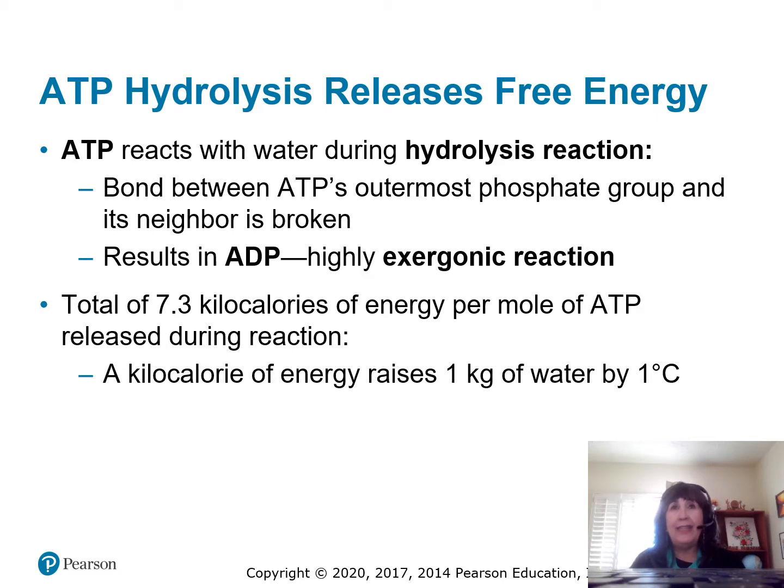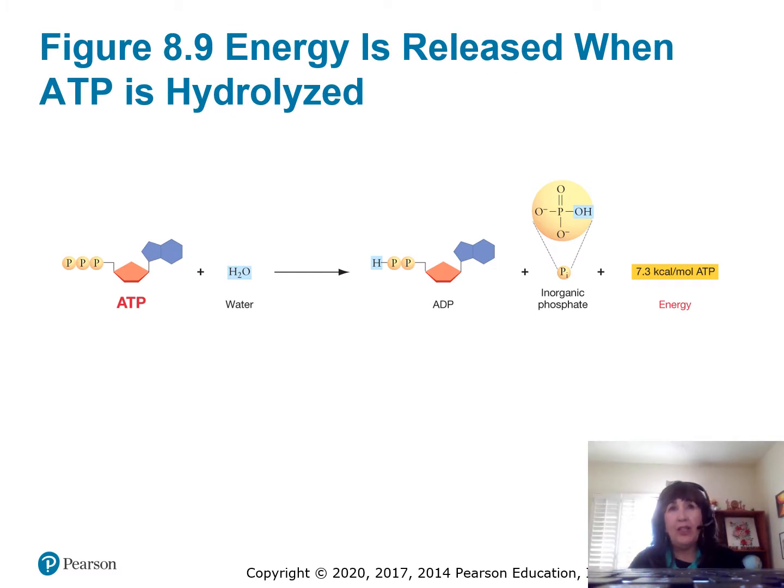And when it does that, it releases a lot of energy. This makes it an exergonic reaction because it is releasing energy. So it says here 7.3 kilocalories of energy are released per mole of ATP. So here you see the reaction of how water in a hydrolysis reaction actually releases one of the phosphate groups. And remember, energy moves through phosphate groups or through electrons in the cell. So here when we break off the phosphate group, what is it releasing? 7.3 kilocalories per mole of ATP.